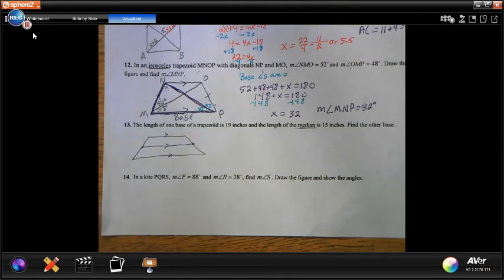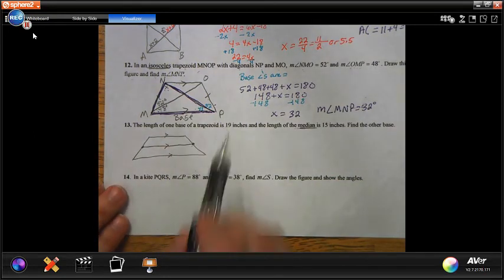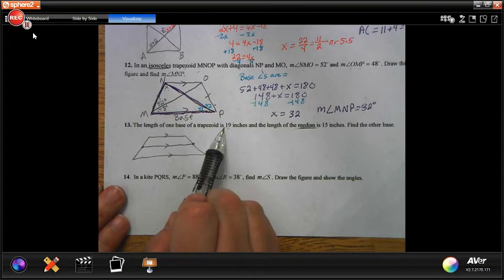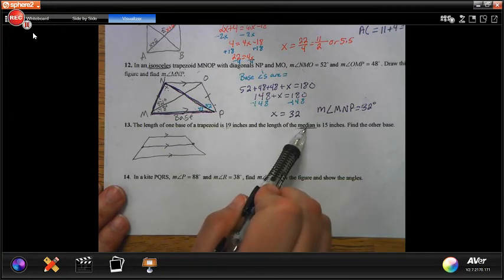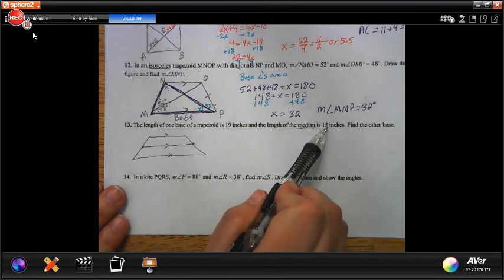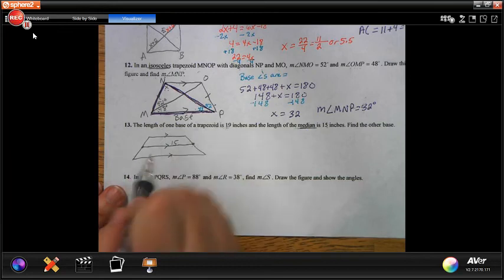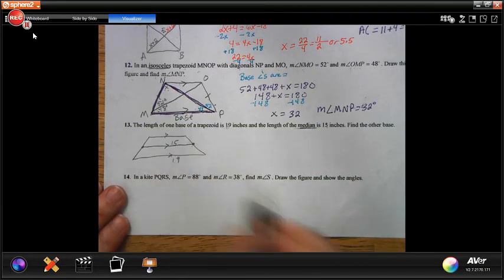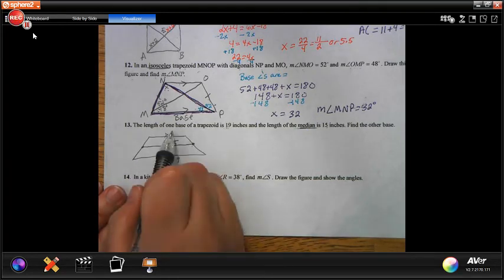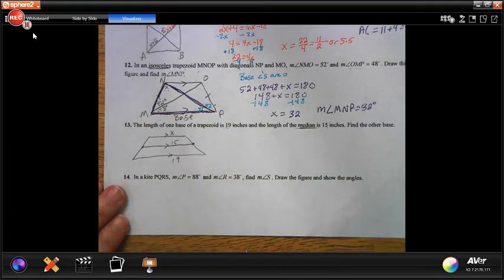They're parallel, so we have 3 parallel lines. It says the length of one base of a trapezoid is 19, and the length of the median or mid-segment is 15. I know this is 15. 19 is bigger, so I'm going to put 19 here, because it's bigger. We need to find the other base. So we use our mid-segment formula.